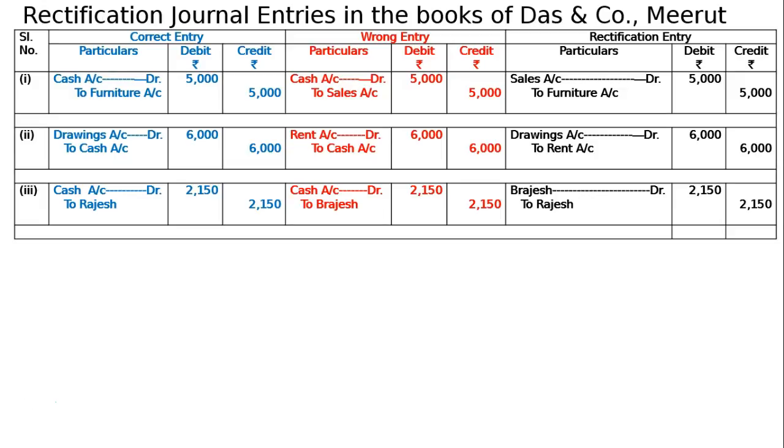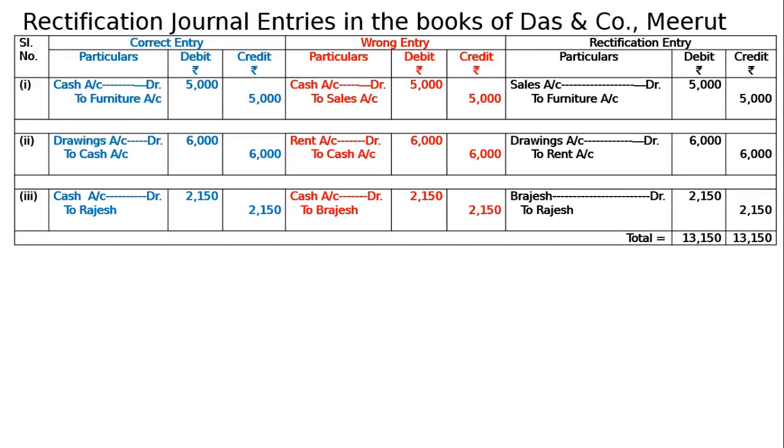2150. And the total of the rectification entry will be 13150, debit and credit. We could write a good narration there: cash received from Rajesh, credited to Brajesh account, now rectified. And this is your final answer.